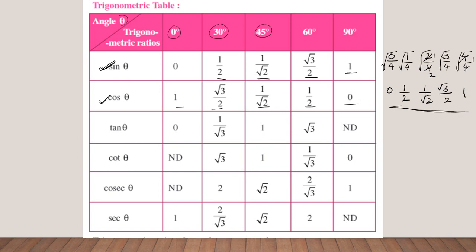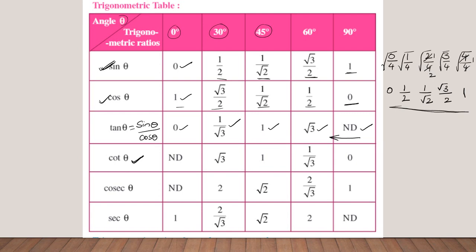Here theta is nothing but its corresponding angle. Next, tan theta. In exercise 1 we learnt that tan theta is sin theta by cos theta. Dividing these values, 0 by 1 is 0, 1 by 2 divided by root 3 by 2, since denominators are the same, you can cancel them and get 1 by root 3. Next, 1 by root 2 by 1 by root 2 is 1, root 3 by 2 by 1 by 2 is root 3, and 1 by 0 is not defined, as division by 0 is not defined. If we write these values in reverse order, we get the values for cot.